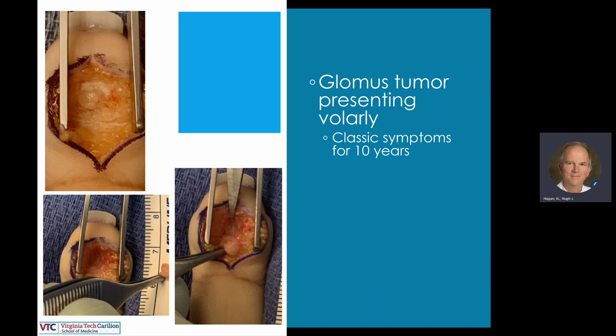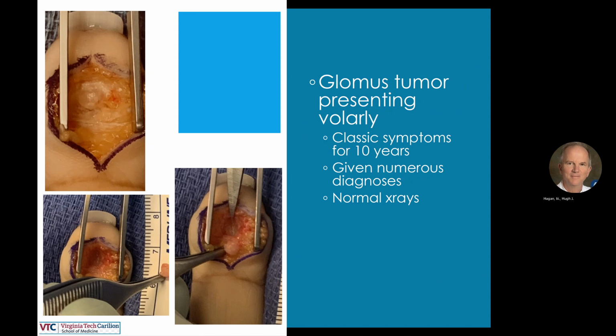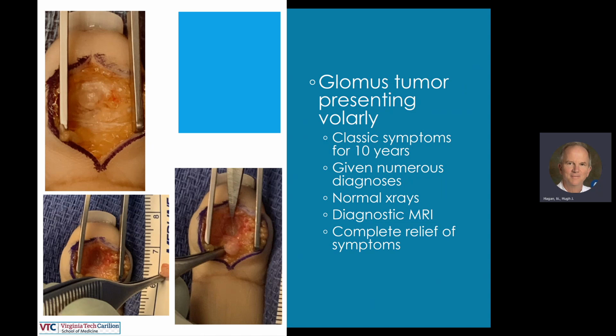This patient had classic symptoms for 10 years. This patient had been given numerous diagnoses, from carpal tunnel syndrome to arthritis. The x-rays were normal, though if you go back and look at them carefully, you can see a little bit of erosion volarly. The MRI was diagnostic in this case. And once these things are excised, generally there's complete relief of symptoms.